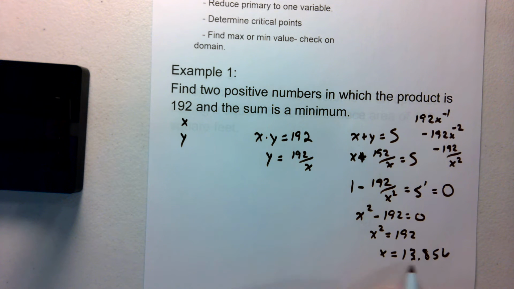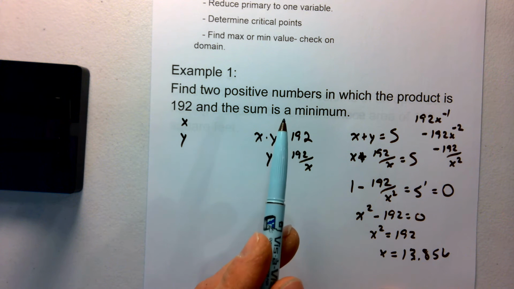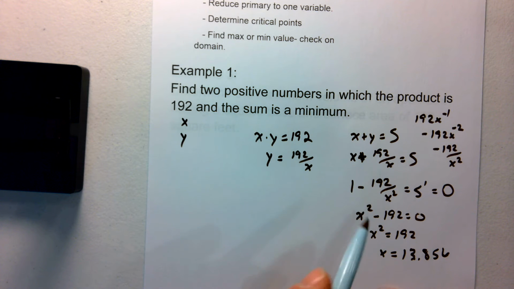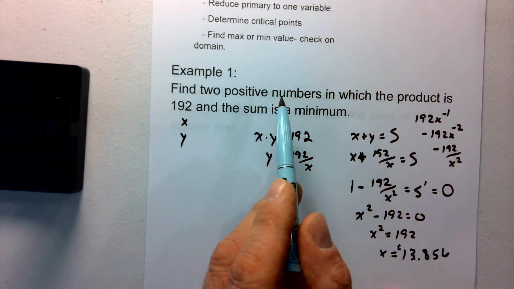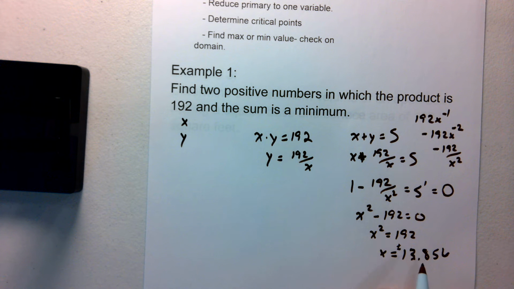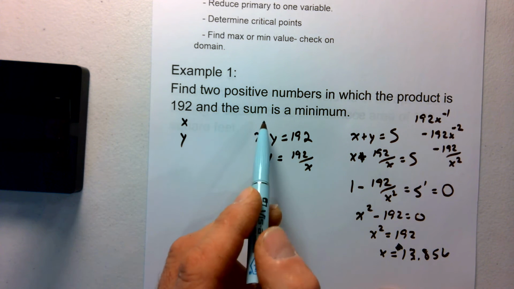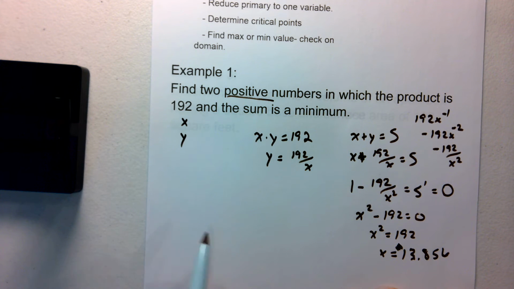So we don't necessarily know if this is a maximum or minimum. With this type of problem, we normally just get the minimum or the maximum. Oh, first of all, we have to talk about how this should be a plus or minus as well. But that negative isn't going to work for us because we're looking for two positive numbers. If we wanted two negative numbers, then we'd use the negative portion of it. So that's where our domain checking comes in. So we know it's got to be the positive 13.856 because we're looking for two positive numbers.